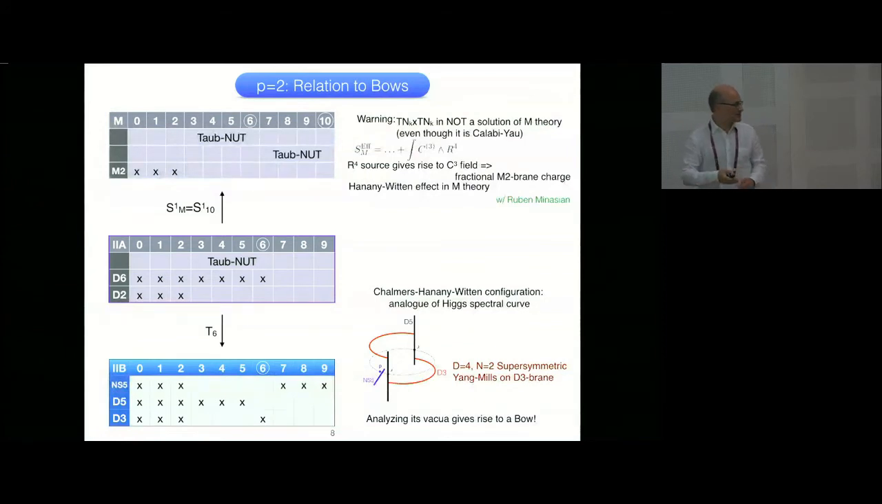interpreted as fractional M2. So one can play an interesting game of how, for example, the Hanany-Witten effect in this story, when you carry NS5 across D5, a fractional D3 appears, how that manifests itself in terms of M theory. And we sorted that story out with Rubin Minasian. But an interesting open question is actually finding an M theory background that is consistent. Yes?